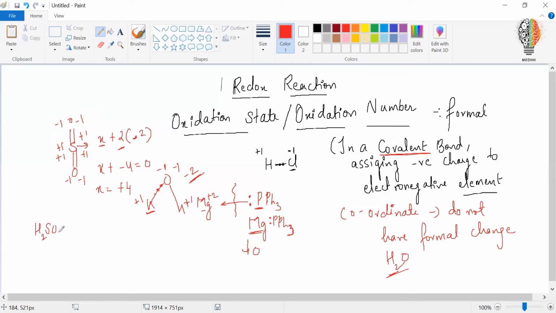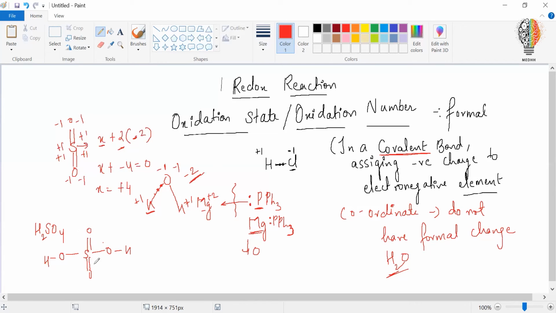Let's calculate for this. First you should know the structure. If you don't know the structure, it won't help you out. You have been studying this in your chemical bonding, how to calculate the structure. You can just calculate its hybridization. I hope everyone knows the structure of H2SO4. If you don't know, you can open your textbook on chemical bonding and read from there.